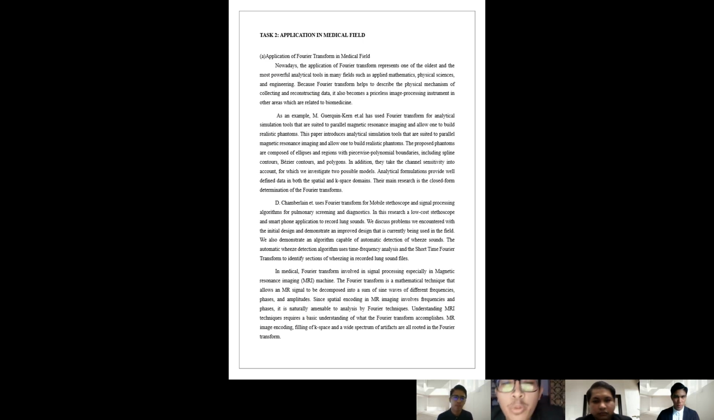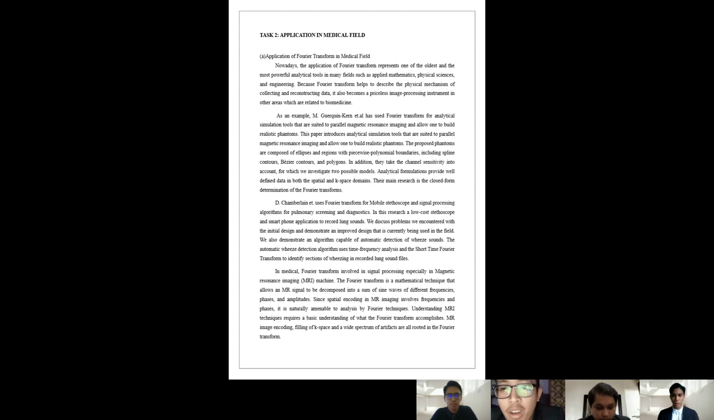Okay, so I will explain about the application of the Fourier transform in the medical field. For the first one, nowadays the application of the Fourier transform represents one of the oldest and the most powerful analytical tools in many fields such as applied mathematics, physical science, and engineering.